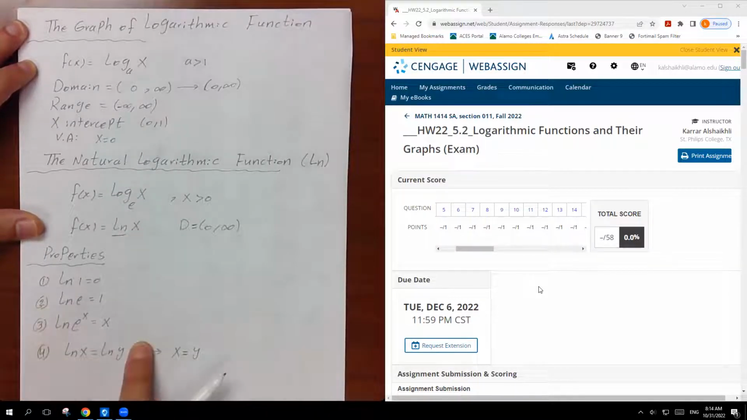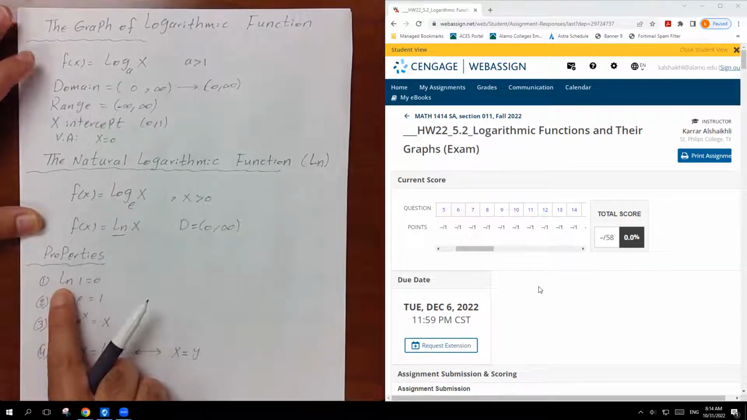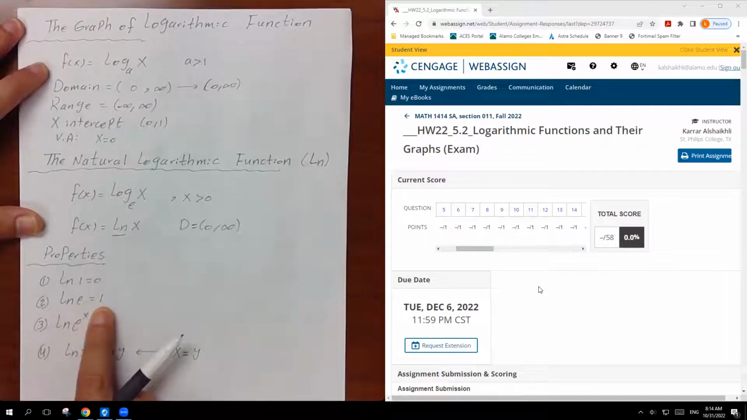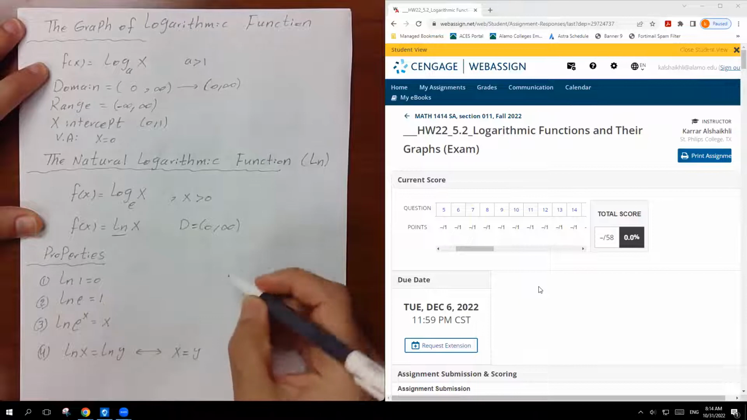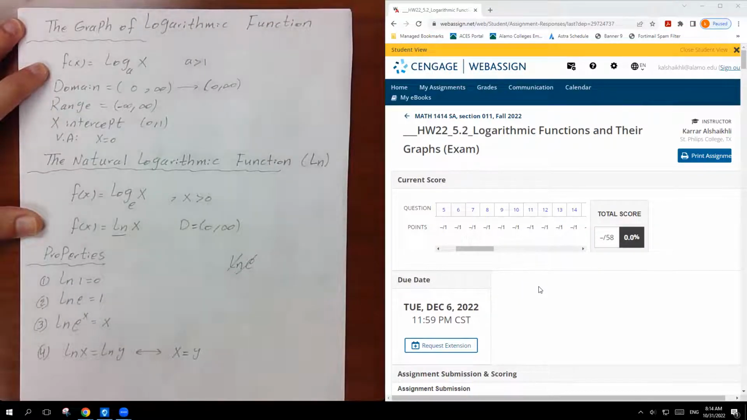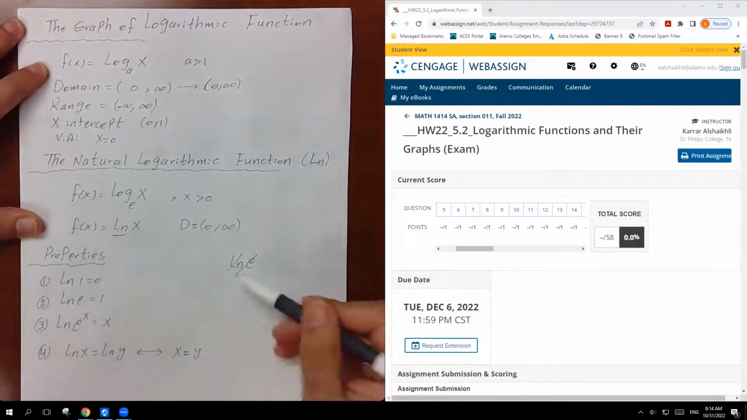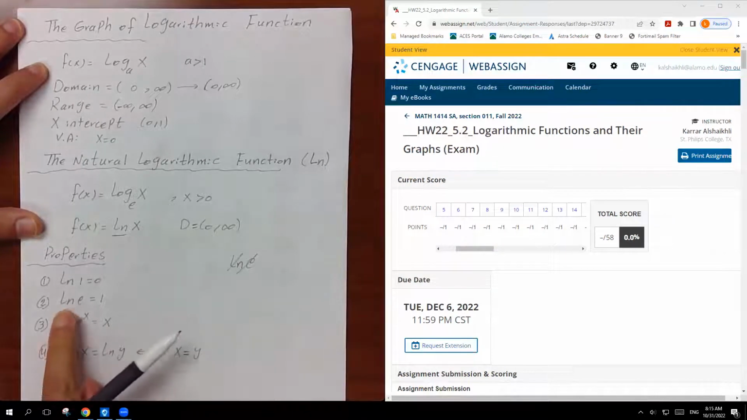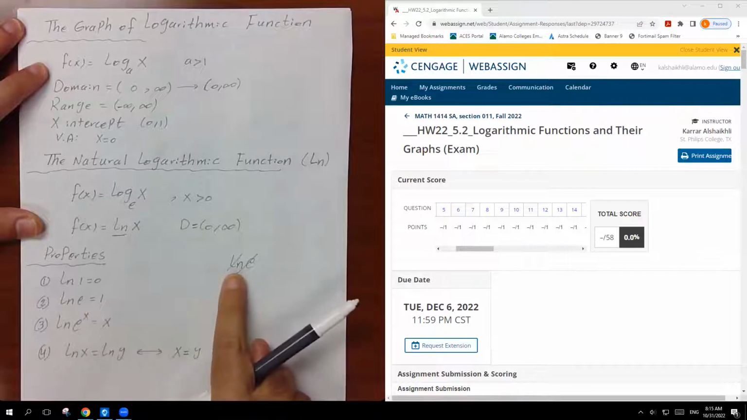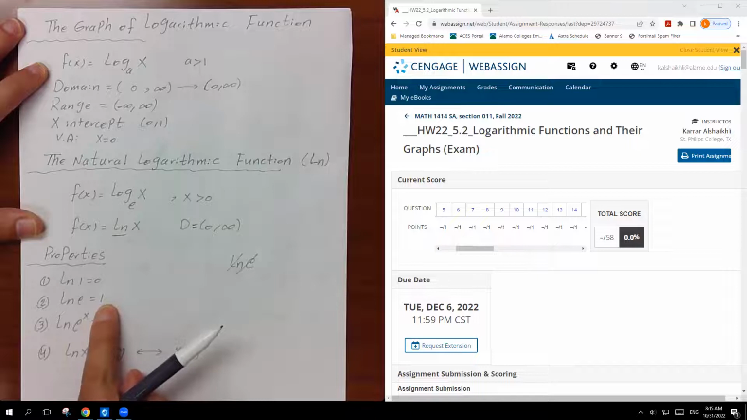The properties for the natural log: ln 1 always equals 0, and ln e equals 1. That means every time you see ln e, you can cancel it. That's what I'm going to do. Why? Because ln of e with this rule equals 1. I'm going to cancel these two, because ln e equals 1.